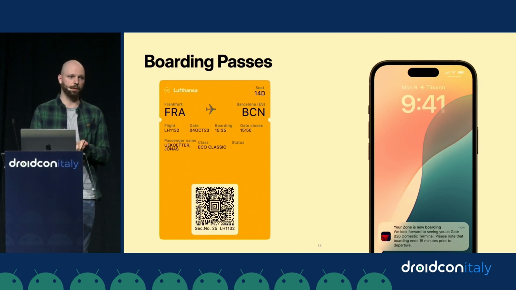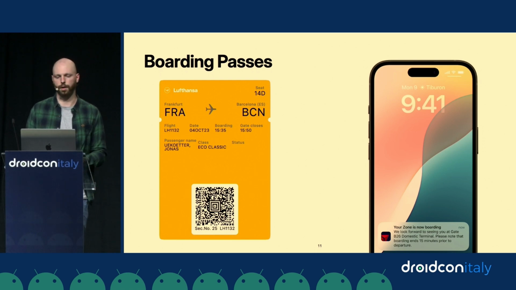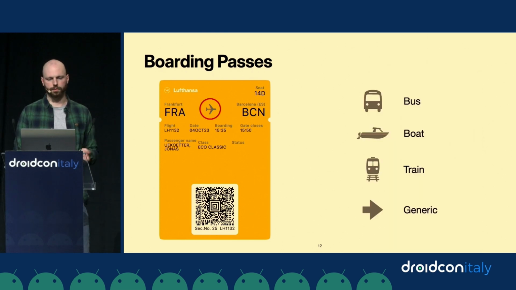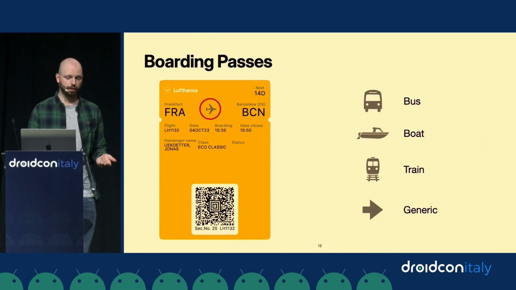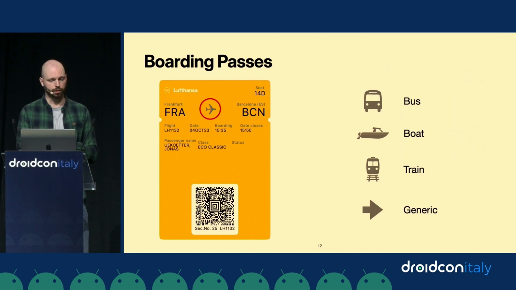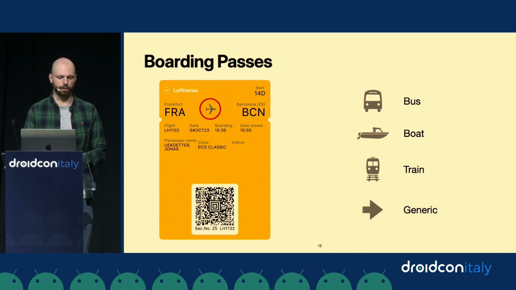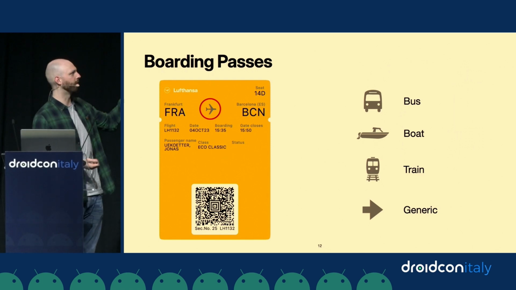So you can, for example, get boarding updates, or if the gate changes, you get gate change push notification updates, and also for a bunch of other information, it can do push notifications. But it doesn't just work for plane tickets. We can also do bus tickets, boat tickets, train tickets, or if nothing else matches, we can also show a generic arrow.